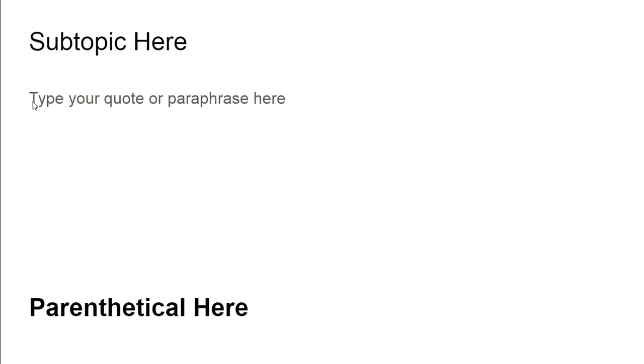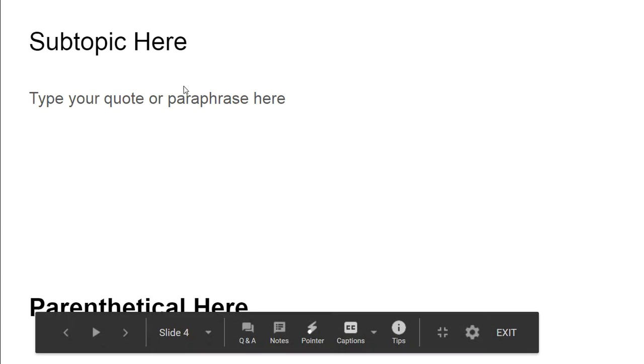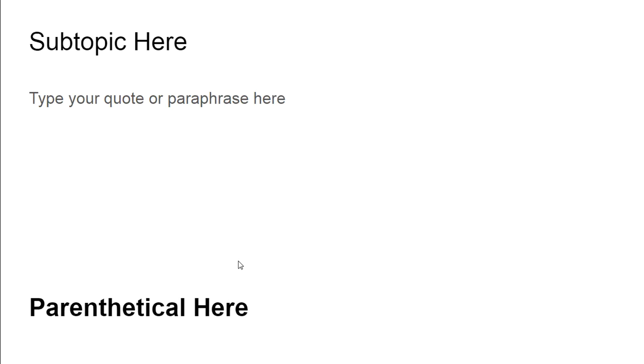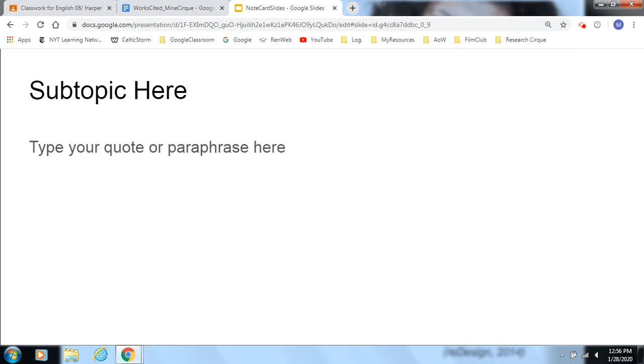Right here, you will type your quote or your paraphrase. So all of my information from my source would go on this part of the note card. And then down here, I have my parenthetical. Your parenthetical references the direct source from your works cited list where you got that information. So we need to talk about how to form those parentheticals.